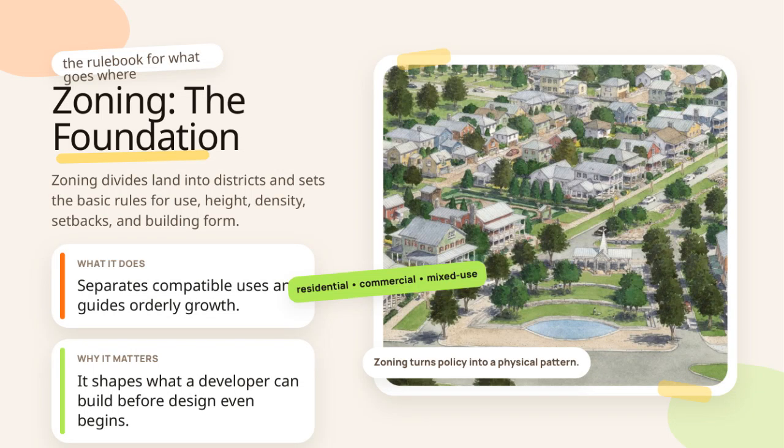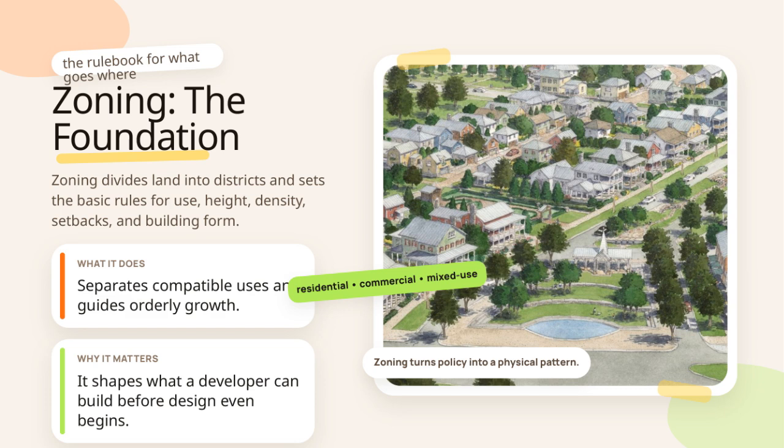Zoning is essentially the foundation of land use planning. It divides land into specific districts and establishes the basic rules regarding how that land can be used, including things like building height, density, setbacks, and overall building form. Think of it as the rule book that determines what goes where. One of the main functions of zoning is to separate compatible uses, ensuring that areas meant for residential living, commercial activities, or mixed-use developments coexist in a balanced and orderly way. This separation helps guide growth in a structured, efficient manner, preventing conflicts between different land uses.